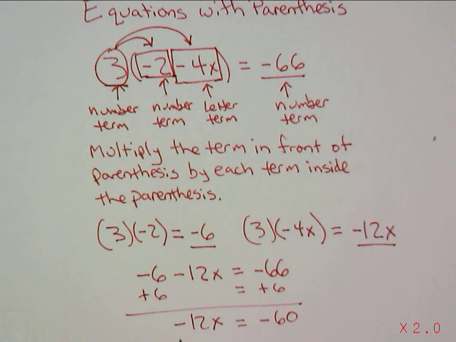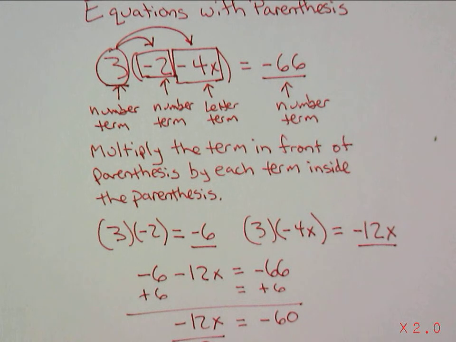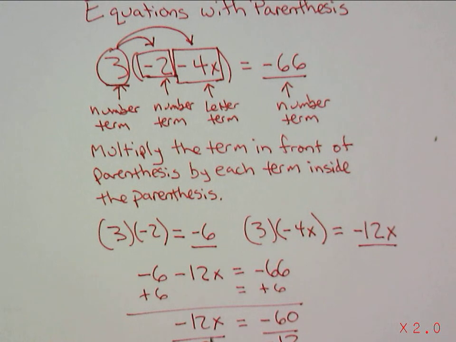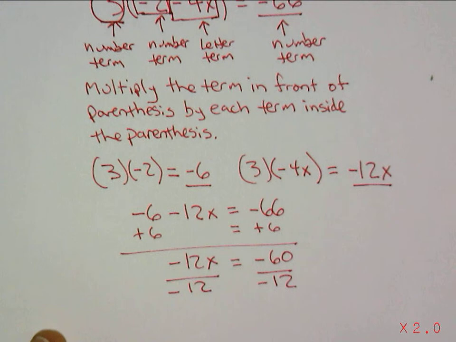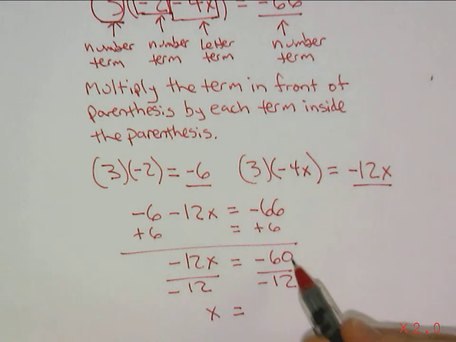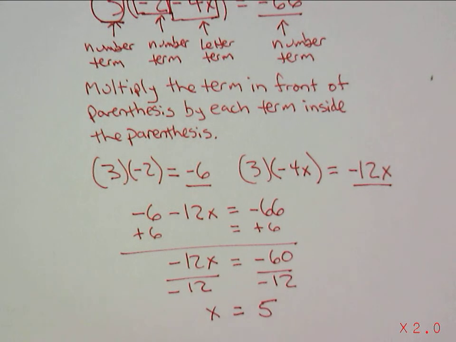And then our last step is to divide both sides by the multiplier of x. So divided by -12 gives me x equals -60 divided by -12, which is +5. And so we're eliminating the parentheses, and also coming up with a solution to the value of x.